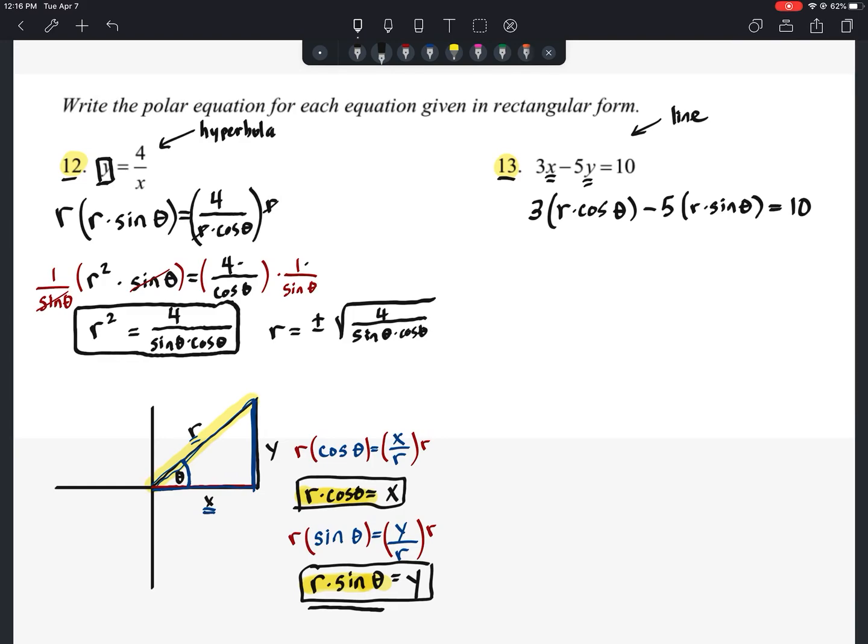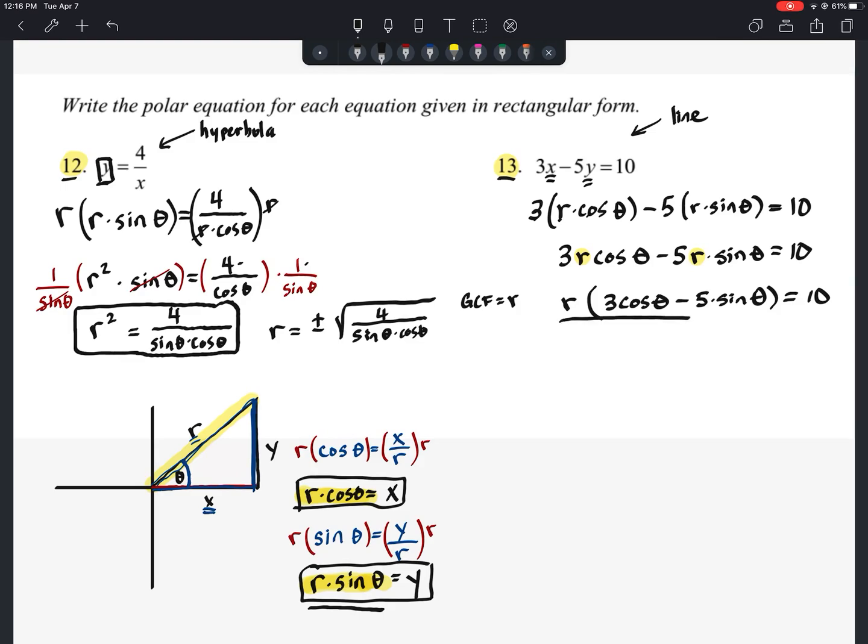If I rewrite this, I don't have to distribute because it's all multiplication. 3 times r times the cosine of theta stays 3r times the cosine of theta. Same thing with the 5: negative 5r times the sine of theta equals 10. Now we need to get r by itself. Since r is a factor in both terms, let's factor out the greatest common factor r. So we have r times the quantity of 3 times the cosine of theta minus 5 times the sine of theta equals 10.